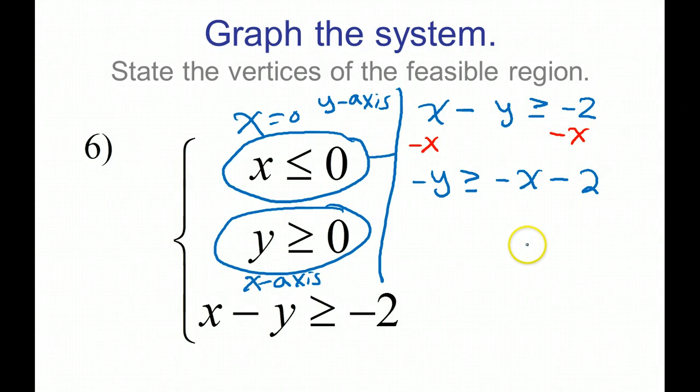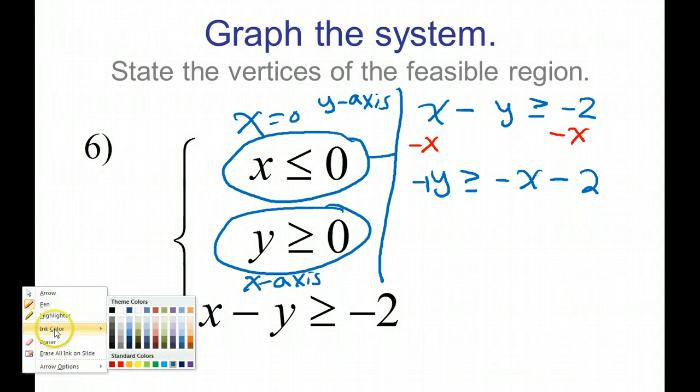Did I lose anybody so far? No. Brian, is this making sense to you? Yeah. What am I going to do now, Brian? Divide by negative 1. Okay? This negative y is just like a negative 1, and I need to divide by it.